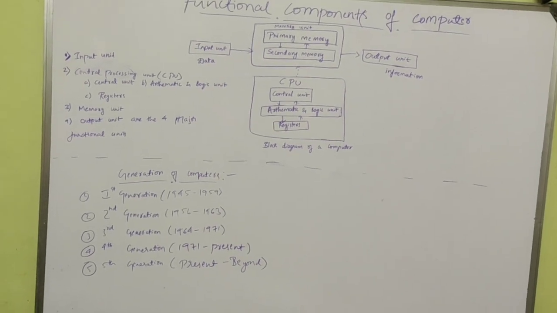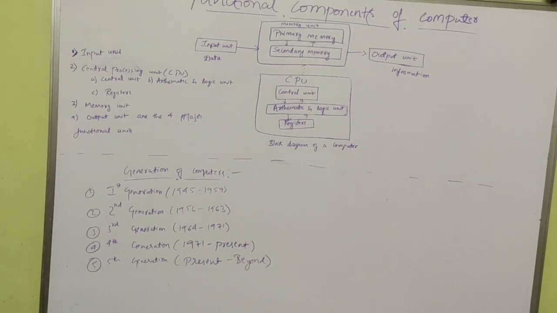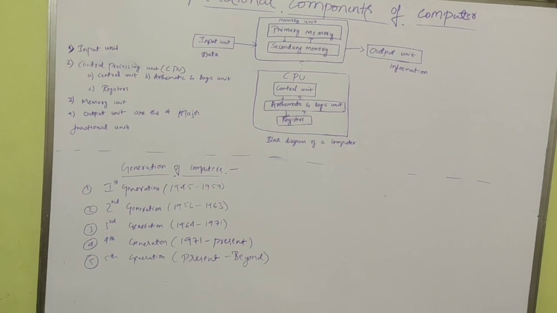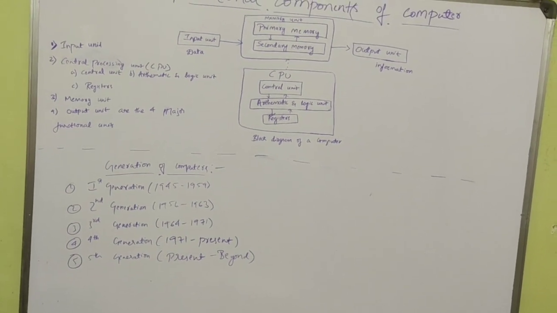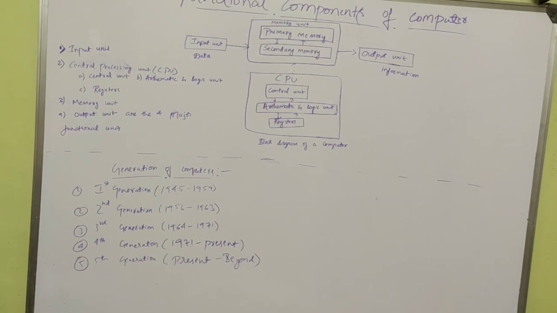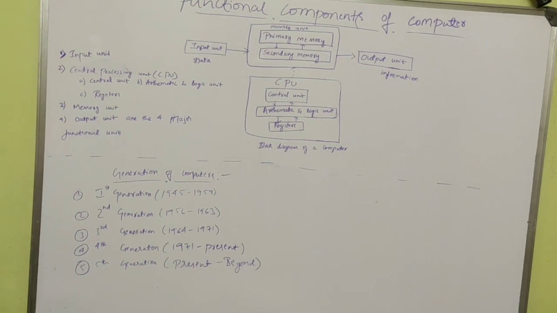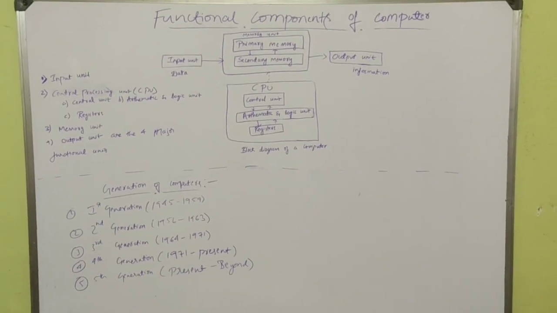And the last unit is the output unit. This unit is responsible to display or print the results. As we know, examples are monitor, printer, speaker, plotter, etc. Okay, these are the functional components of computer.